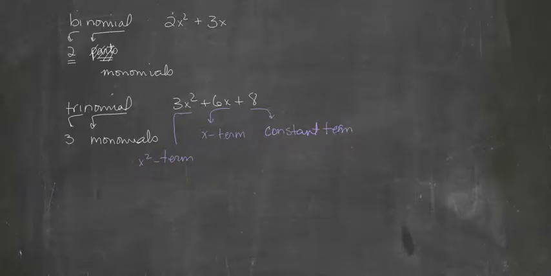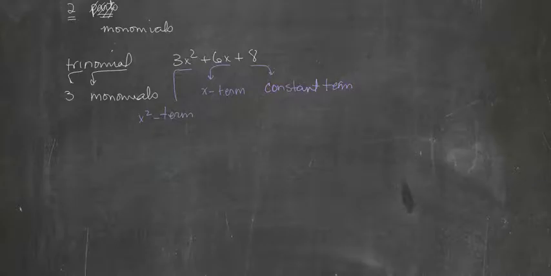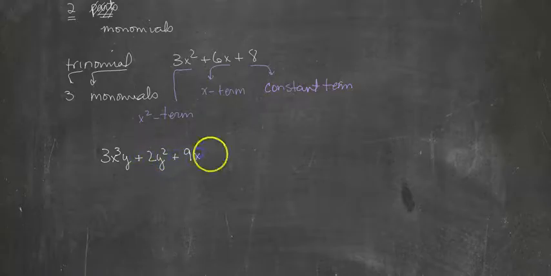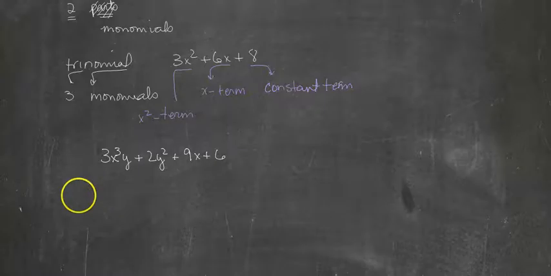So let's do a couple more examples. What if I have 3x cubed y plus 2y squared plus 9x plus 6? Okay, these are four monomials, or it's a number that has four monomials in it, so we would call it a quaternomial, but that word is very unwieldy. We don't really tend to say that. We say it's a four-term polynomial.